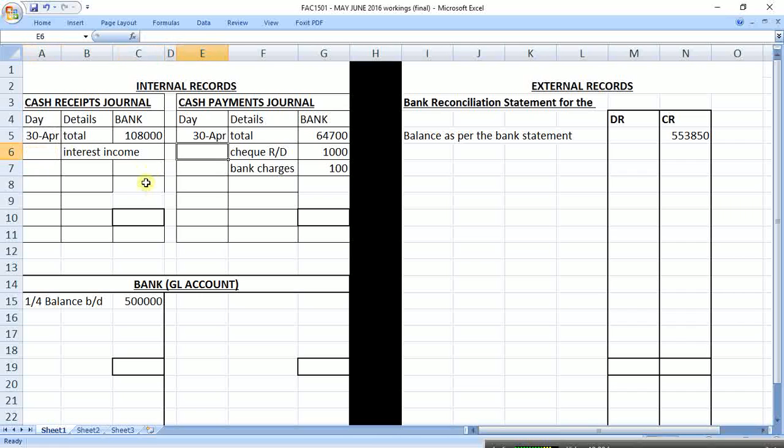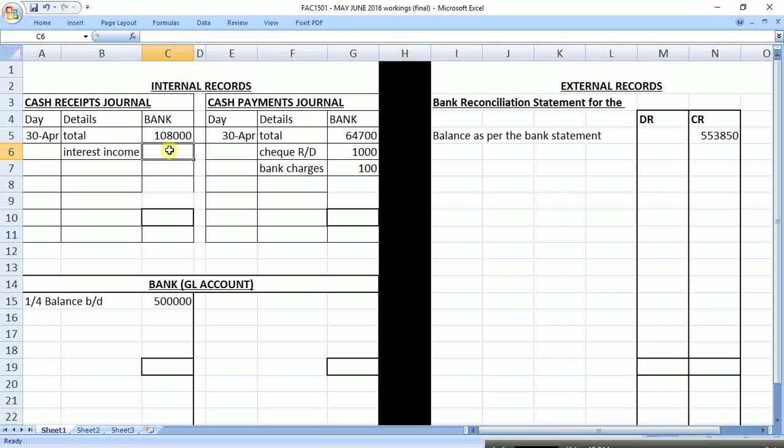Delete. There we go. Okay. Now we've got the dates. Alright. So, interest income is how much? 150. Yes. Good. There you go.